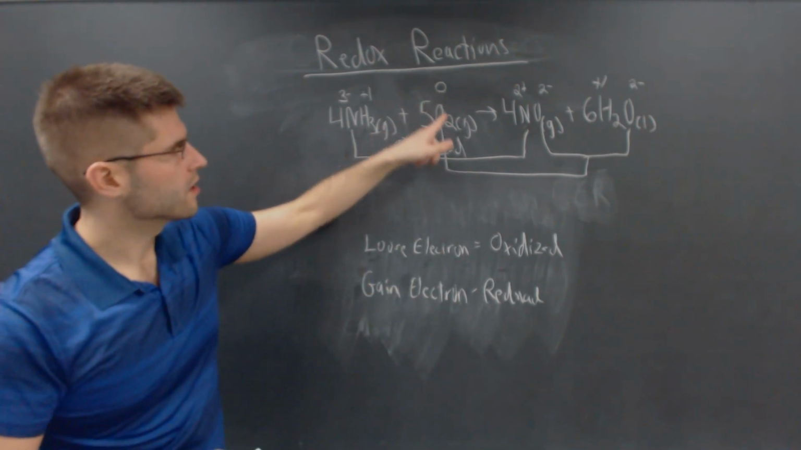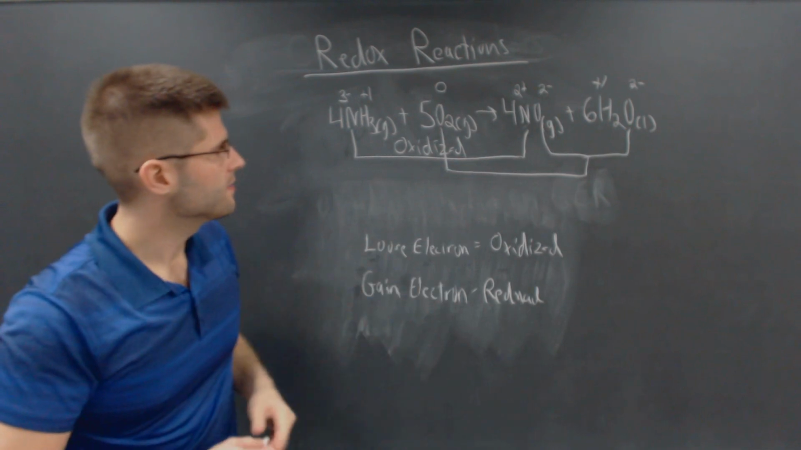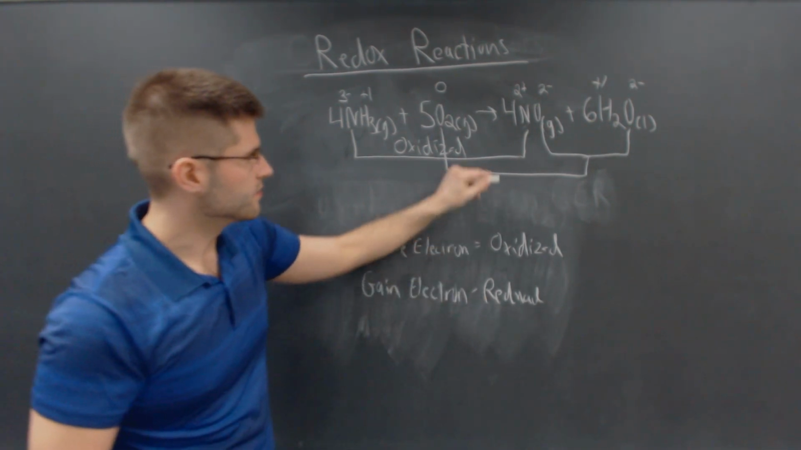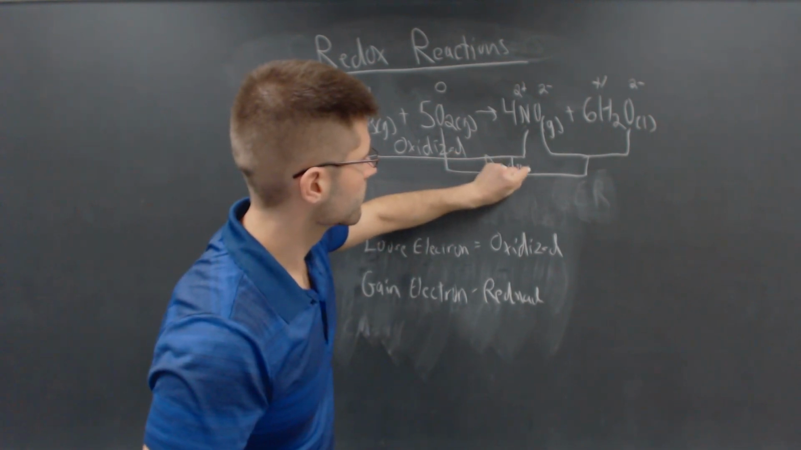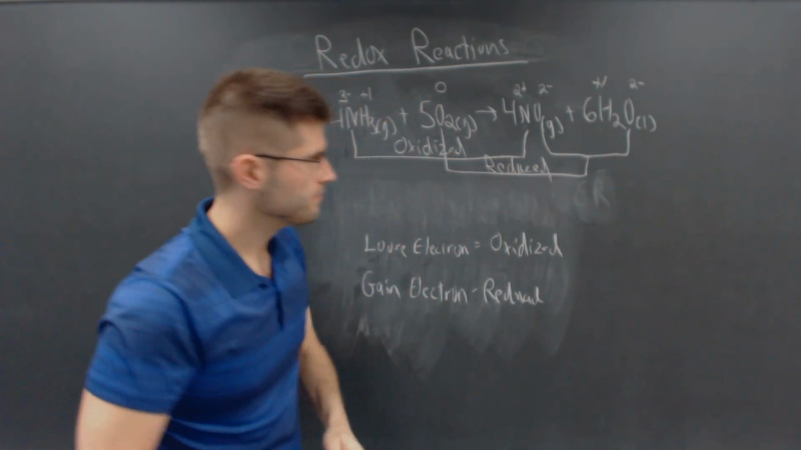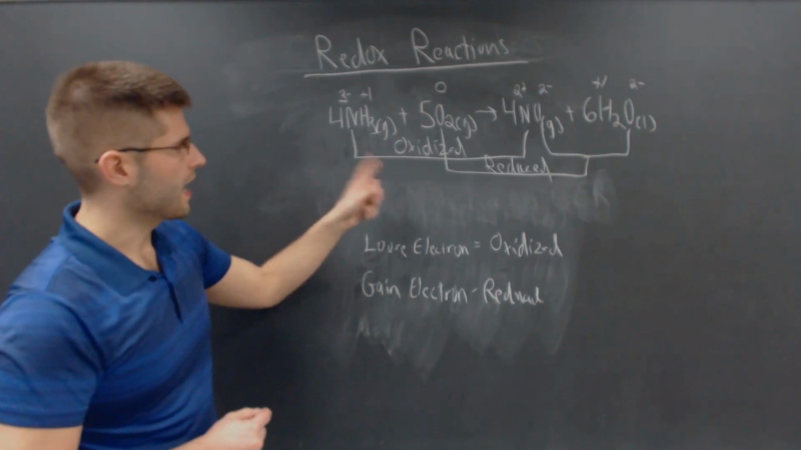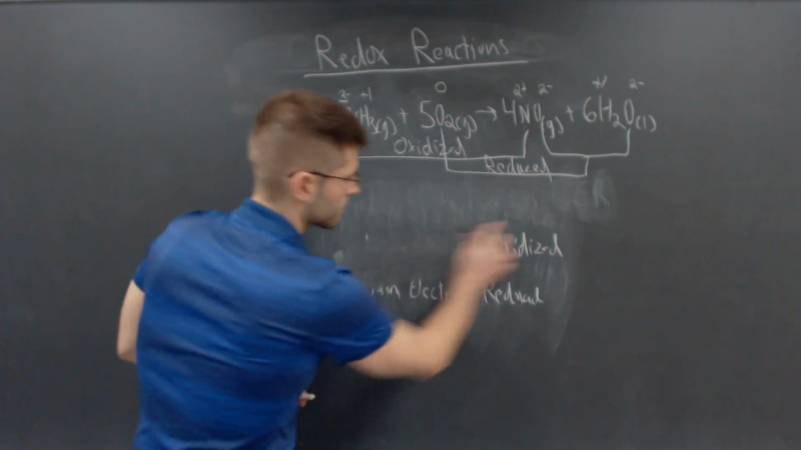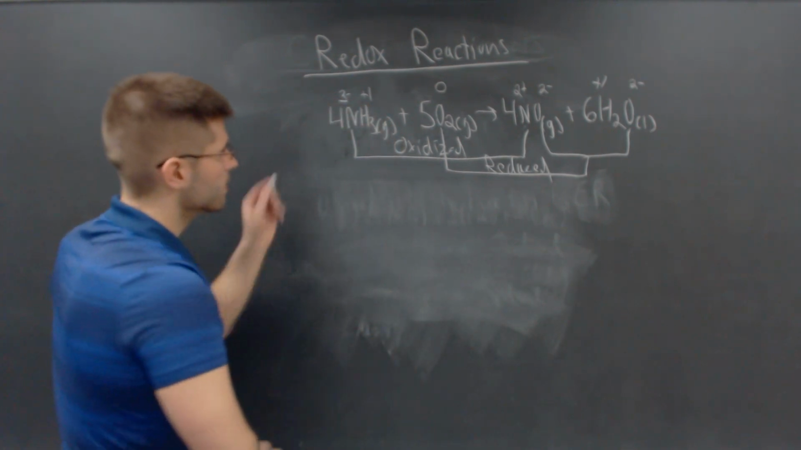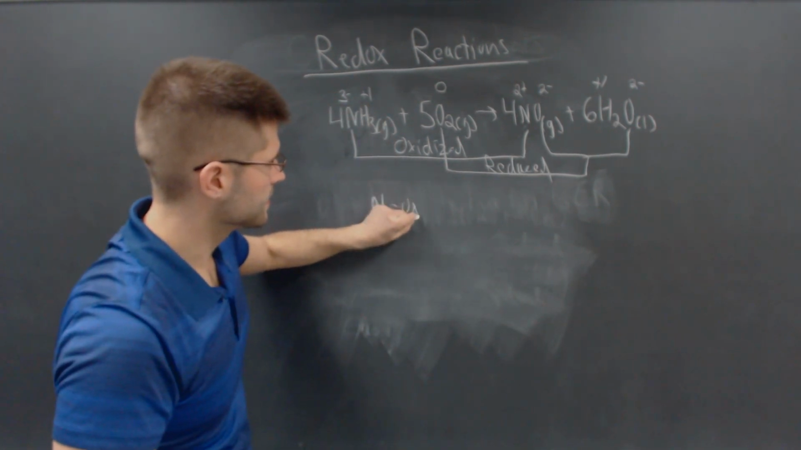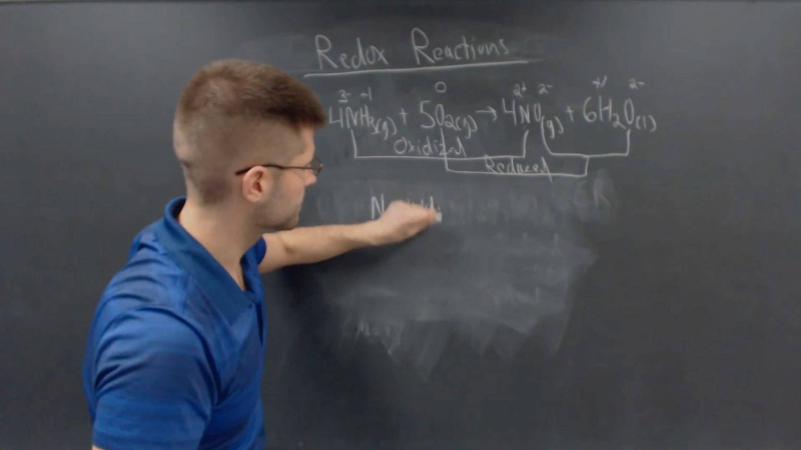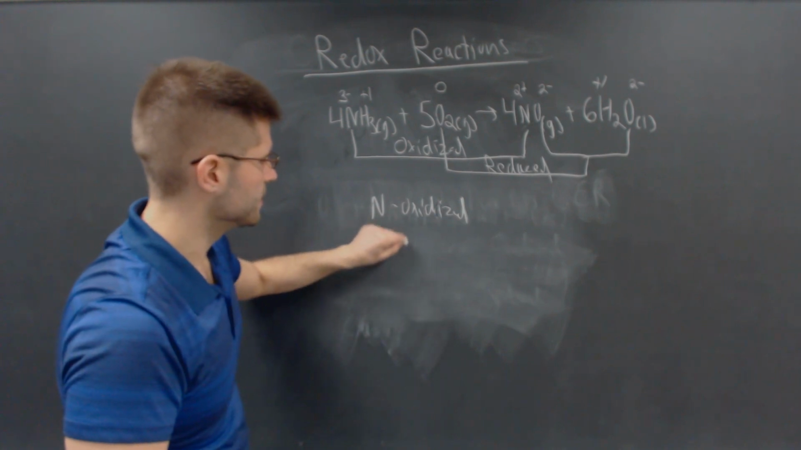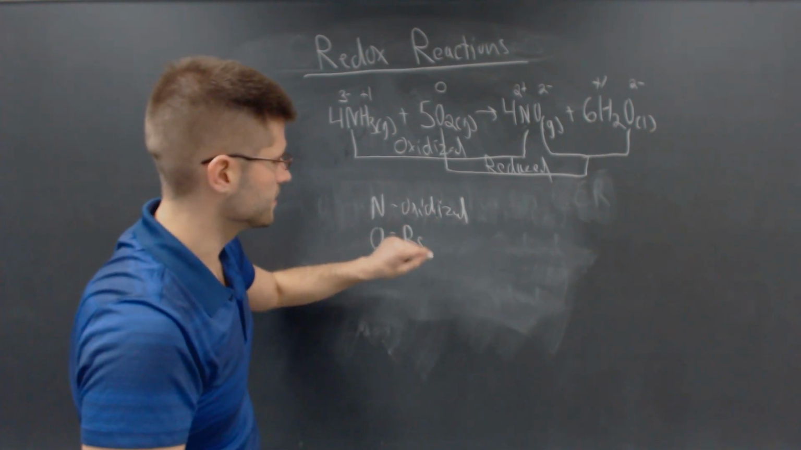So oxygen was a 0 and went to a 2- over on this side. So it became more negative. It gained electrons. So it's reduced. So that's how we assign the oxidized element and the reduced element. So I could say nitrogen is oxidized, and oxygen is reduced.